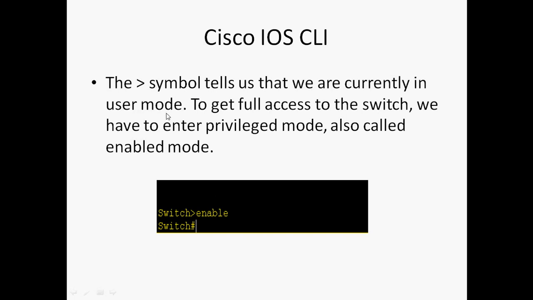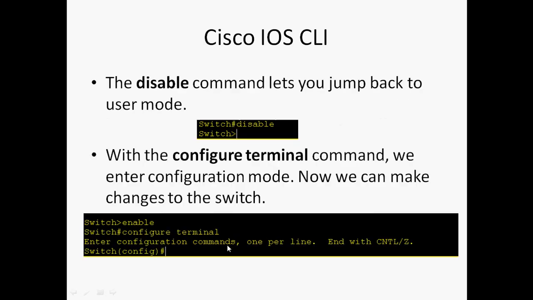To get full access to the switch, we have to enter into privilege mode. If you want to go to privilege mode, we have to give the enable command. Here we can see switch greater than. Once I give the enable command and press enter, the switch enters into privilege mode. From privilege mode, if I want to go back to user mode, I just give the disable command and press enter. It comes to user mode.